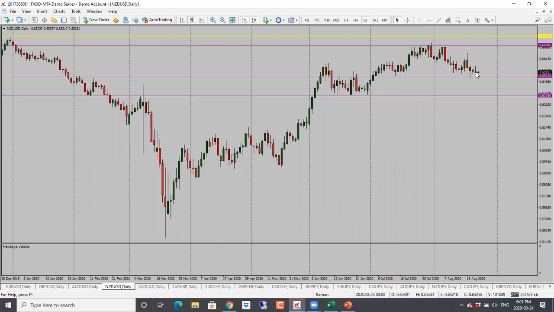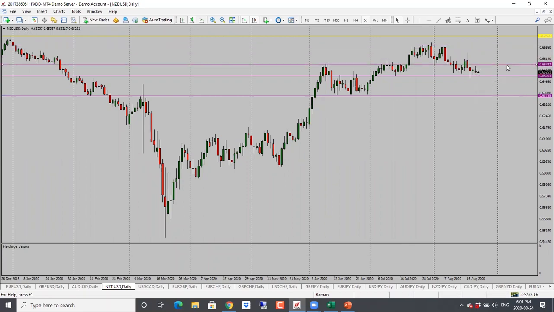New Zealand dollar here, this one as well, we have a pin bar today. So looking for a further drop here. And in terms of the pullback level, I would watch out for 0.6550. So bearish bias here. So far, they are moving in the direction that we were expecting them to.